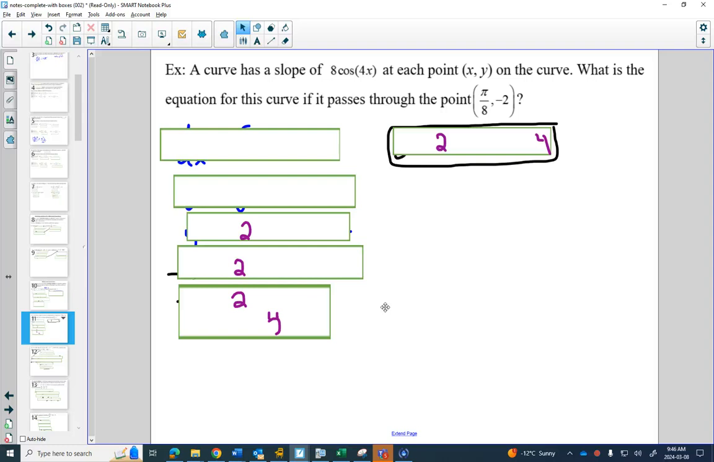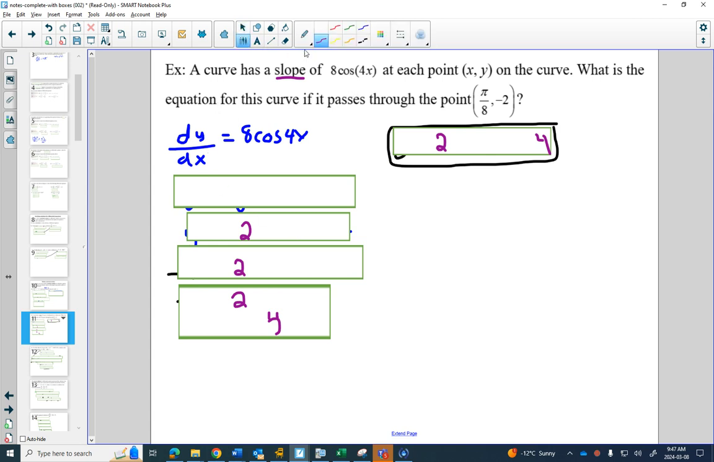So again, we have different questions that are worded just a little bit differently. We still have to pull out what the differential equation is, what we can pull out from here. So a curve has a slope, and this idea of slope, that's your derivative, right? Your derivative finds slopes of tangents and says the slope is this at every point. That's telling us that's our derivative. What is the equation for the curve? That means it wants us to find y if it passes through this specific point.